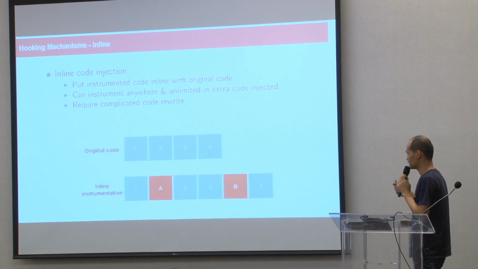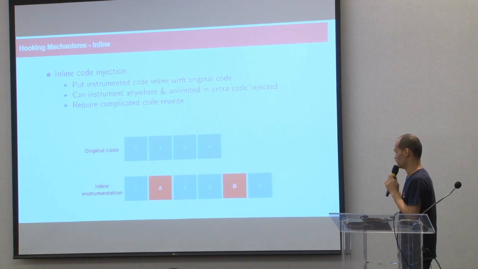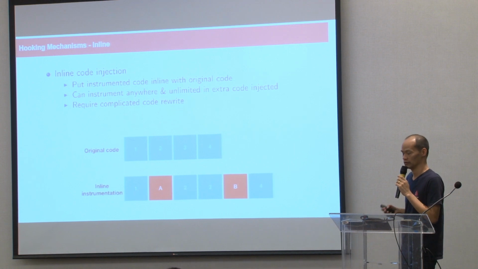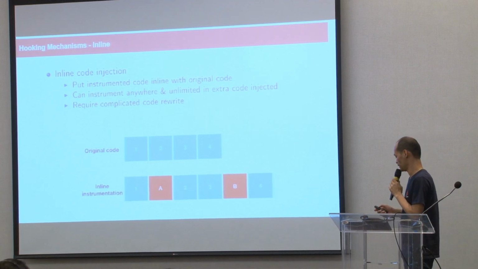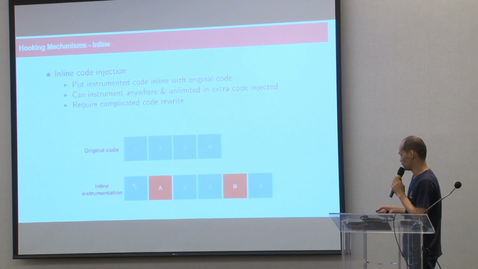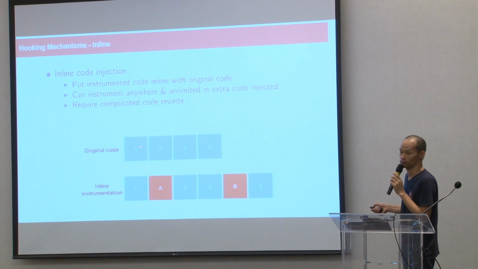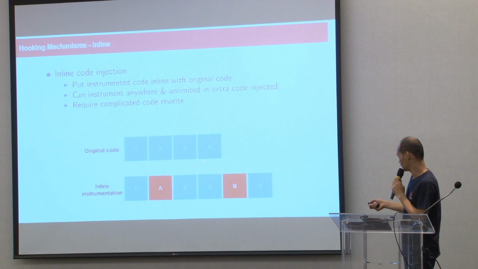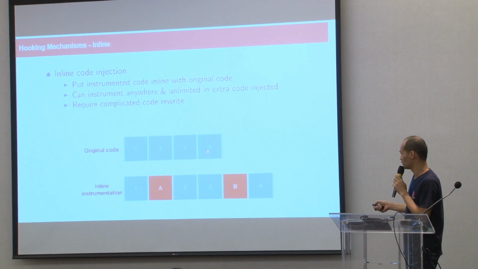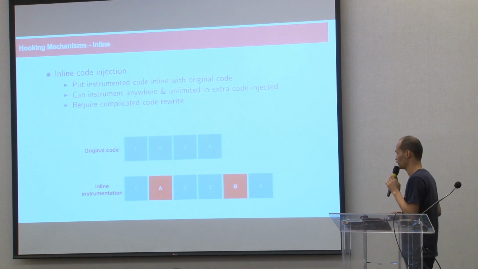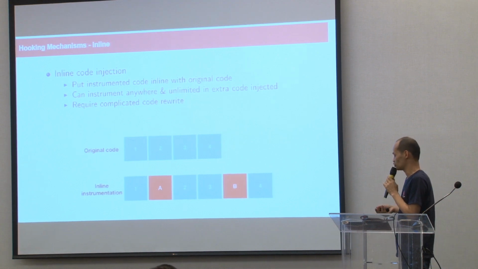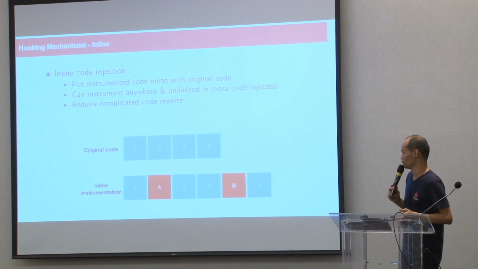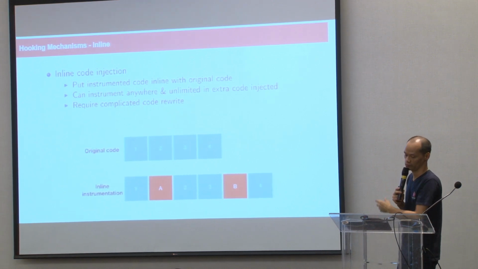So the idea is that this inline hooking allows you to instrument anywhere. There's no limitation. However, you can see that 1 is still at the same place, right? But 2, we need to move it. It's not at the original place anymore because it needs to be after A now, right? And the same thing, 3 is moved. 4 is moved. So all the code behind the instrumentation code is moved. And you see that this inline instrumentation is actually very complicated because we need to rewrite all the code after instrumentation.